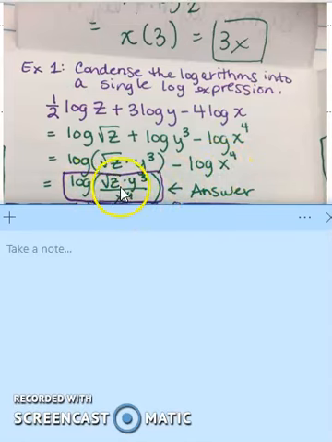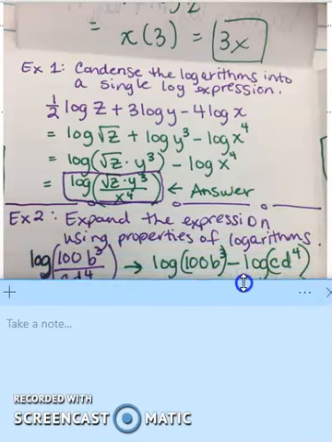So we have log of square root of z times y cubed, that was my numerator, divided by my denominator, which will be x to the fourth. And this is my final answer. I have done what it said to condense, and I have a single logarithm. So my answer is done for example 1.